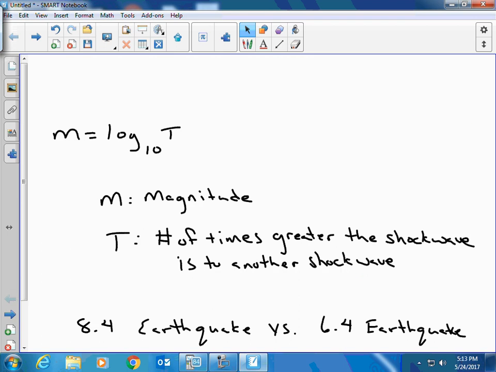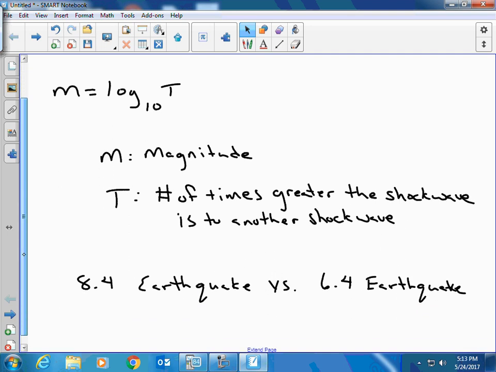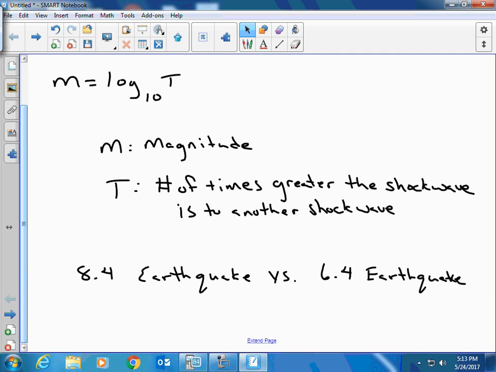So one formula that uses logarithms is the magnitude of a shock wave, like an earthquake, a Richter scale. So if we have this equation, m equals the log base 10 of t, m stands for the magnitude of your shock wave, and t stands for the number of times greater the shock wave is than another smaller shock wave, we can use that equation to compare earthquakes. So what if I had something like this? We'll do it two ways. I want to compare an 8.4 earthquake versus a 6.4 earthquake.